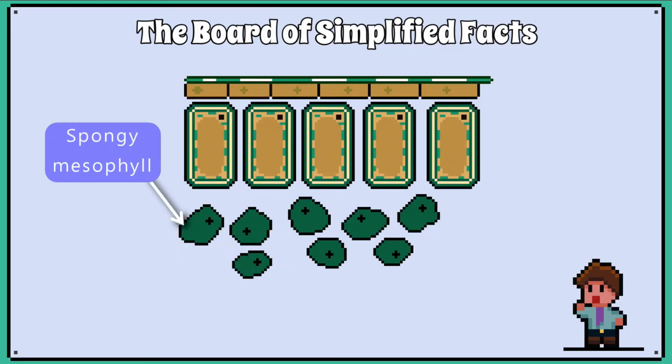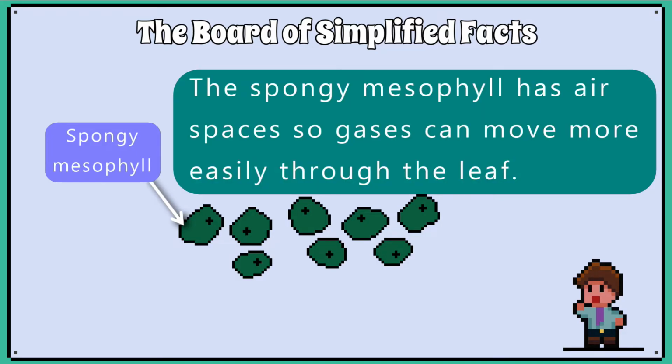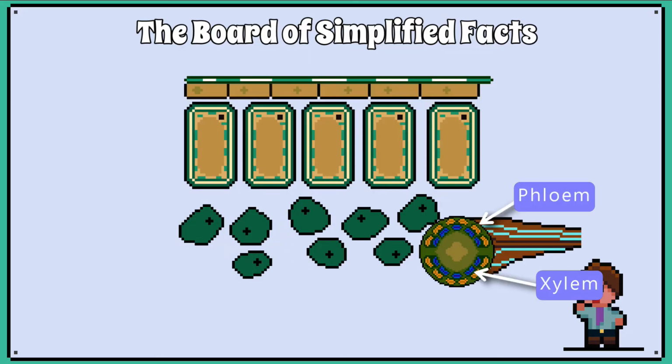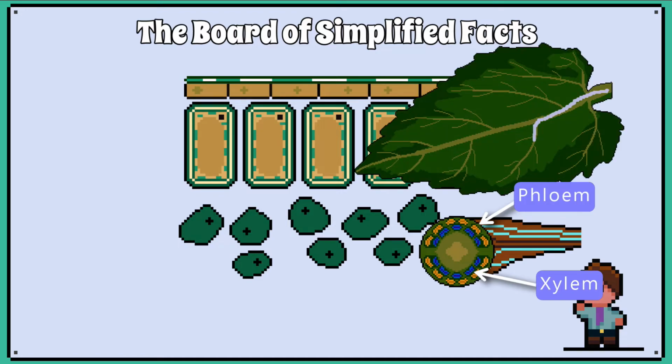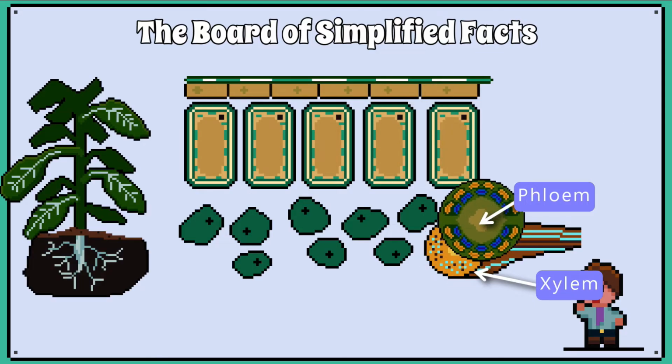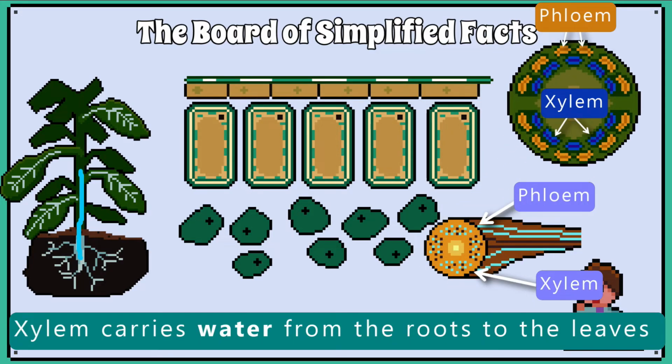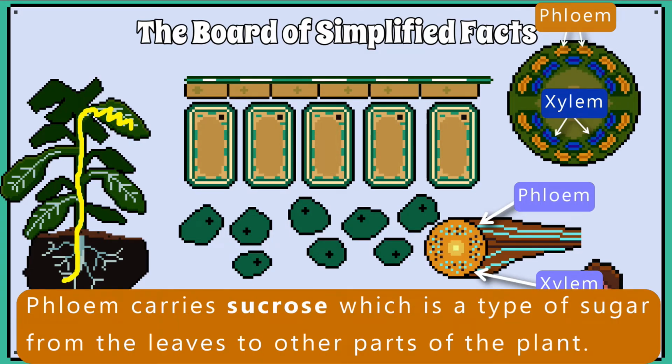Below the palisade mesophyll is the spongy mesophyll layer. The cells here are more spread out, and you have gaps available for gases like carbon dioxide to move throughout the leaf. Within the spongy mesophyll is the xylem and phloem. These are found in the leaf vein, and these travel throughout the plant. Xylem carries water from the roots to the leaves, and phloem carries sucrose, which is a type of sugar, from the leaves to other parts of the plant.